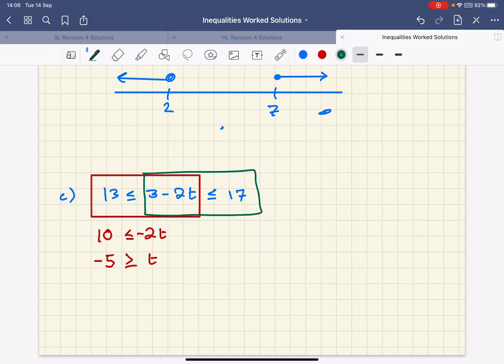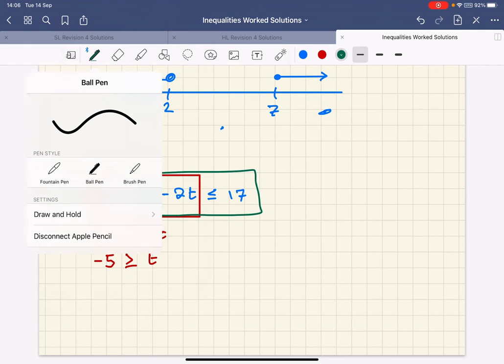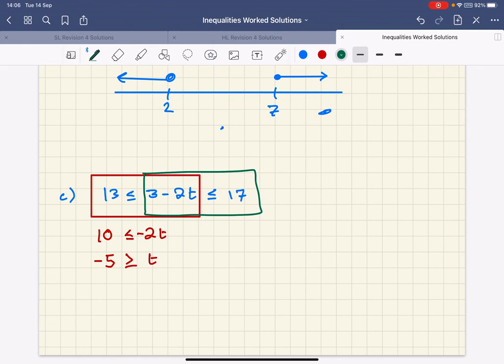So think about the green side. Okay, and this is 3 minus 2t is less than 17. So minus 2t is less than or equal to, we're going to take away 3, so we get 14. Now we're going to divide both sides by negative 2, so we flip over our sign and it becomes negative 7. So what we're saying here is that x is smaller than negative 5, and here x is bigger than negative 7.